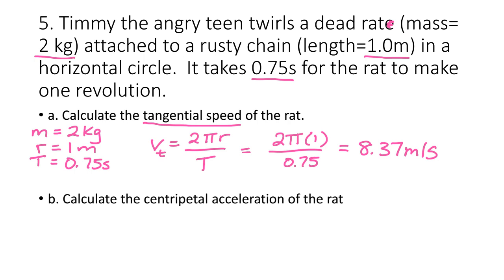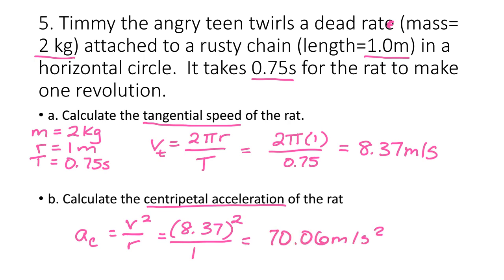Part B, calculate the centripetal acceleration of the rat. So here to find the centripetal acceleration, we're going to take our velocity number that we just found, square it, and divide it by the radius. So 8.37 squared divided by 1. This will give you 70.06 meters per second squared.